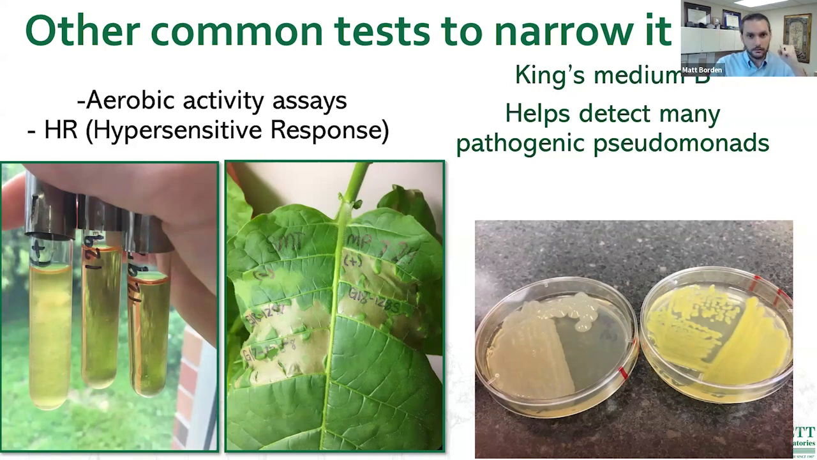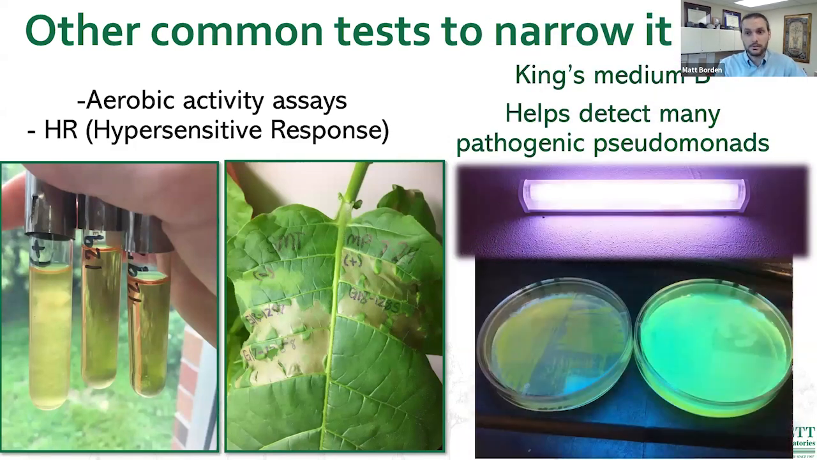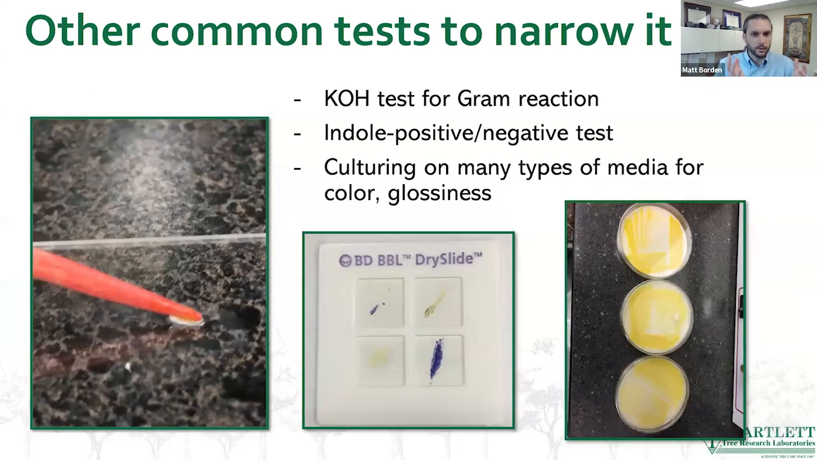There's a whole range of tools used to narrow down what bacteria you're dealing with. These are just some examples of the common types of tests. So aerobic activity, does it grow in oxygen or deprived of oxygen? HR response, looking at how the plant responds to the bacteria. That's a pretty cool test. It uses tobacco leaves typically. Or King's B medium, so that's a medium that helps detect pathogenic Pseudomonas, which fluoresce under black light. So that's very cool, very fun. Other tests, again, it's all about whittling down, is it this group or that group, this group or that group?